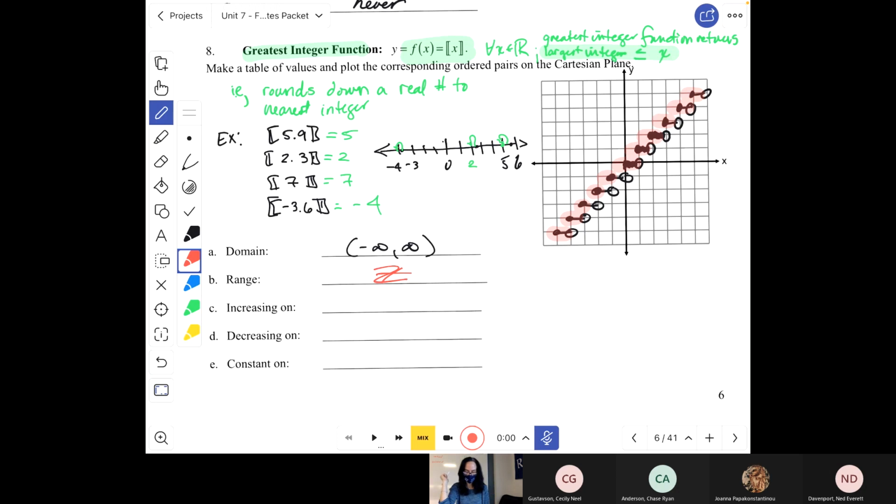Is that a C? It's a Z, right? A double-struck Z. All right, here we go. Where is this function increasing? Never. Very good. Where is this function decreasing? Never. Oh my goodness, but where is this function constant?